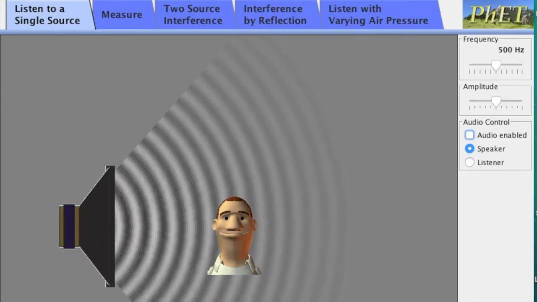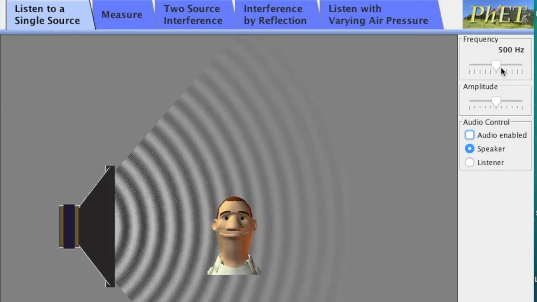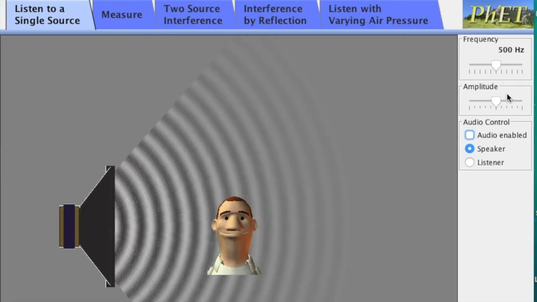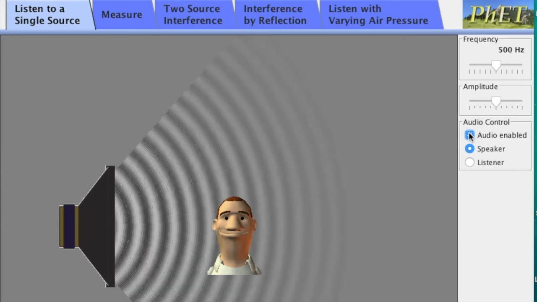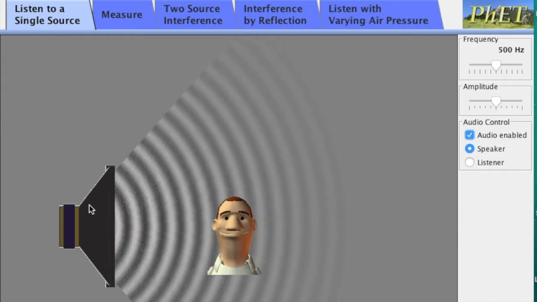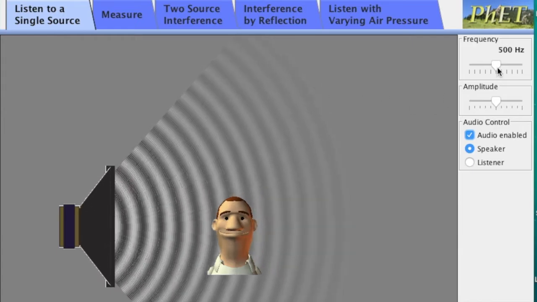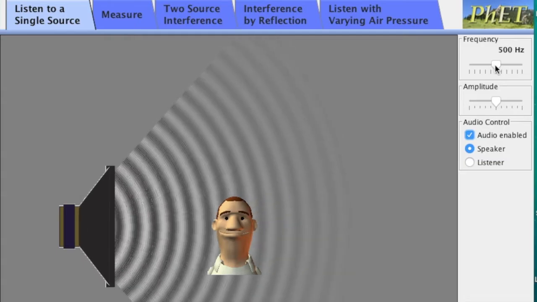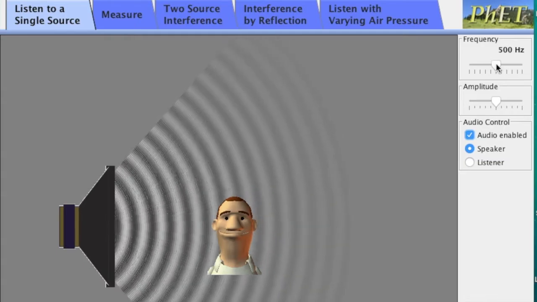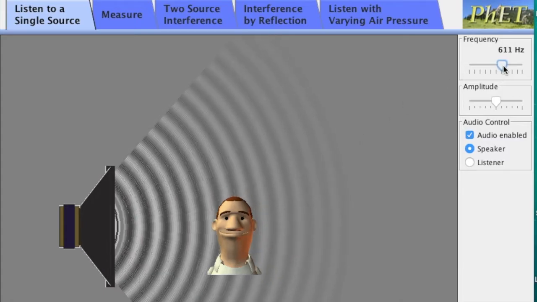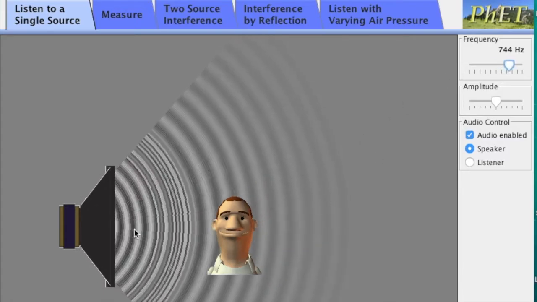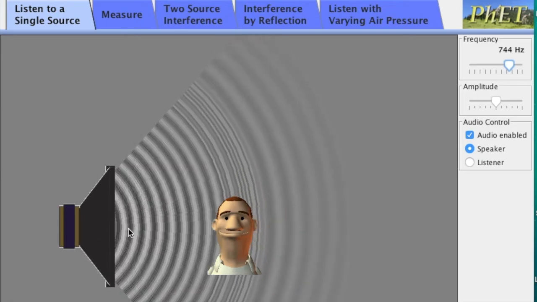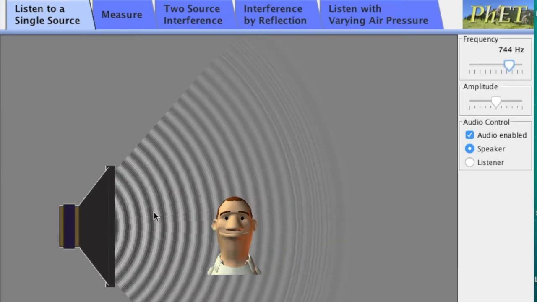And on my little slider over here, I can change the frequency. And I can also enable the audio. But there you can see my speaker is producing a pitch of 500 hertz. What happens if I increase the frequency? What's it going to start sounding like? Watch what happens to the wave. Yeah, now you can see that my wave has a much higher frequency, more waves per second.